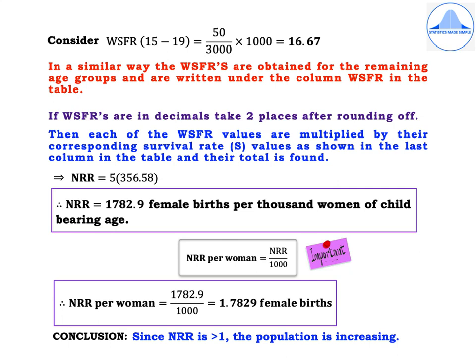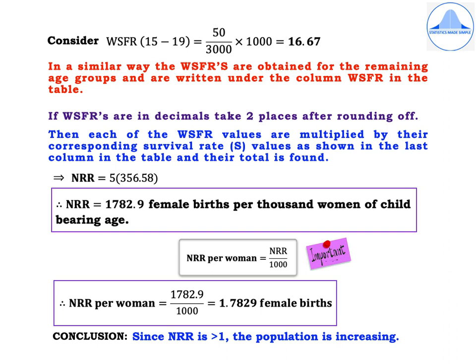Let us now find out WSFR for the age group 15 to 19, which is equal to 50 divided by 3000 into 1000, which is equal to 16.67. In a similar way, the remaining WSFRs are found for the other age groups and are written under the column WSFR in the table. The WSFR values are 16.67, 160, 136.36, 50, 33.33, 20 and 8.33. Keep in mind that if the WSFRs are in decimal, then take only two places after rounding off.